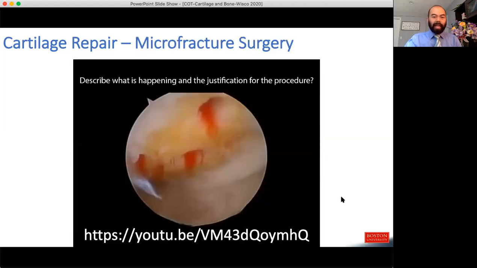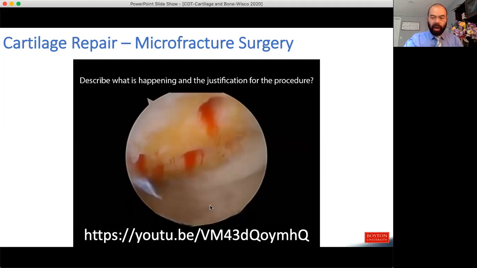So one possible thing that has been innovated, which works for some people, but maybe not for others, is a procedure called microfracture. And what you see here in this image, and there's lots of YouTube videos, I just happen to list one of them here, lots of YouTube videos you can watch about microfracture surgery.